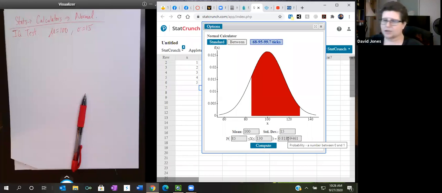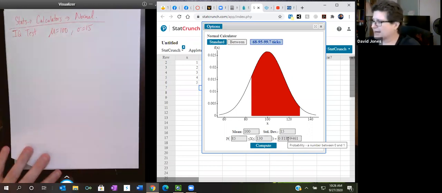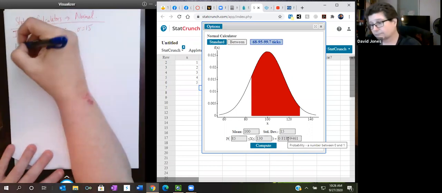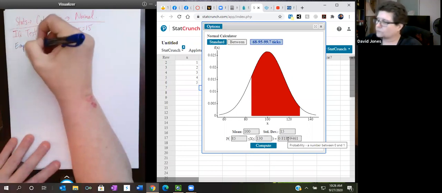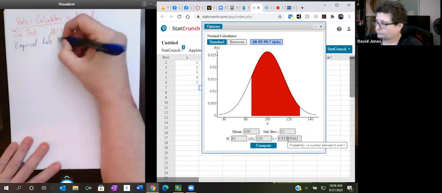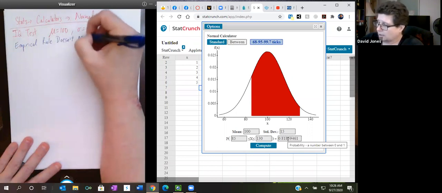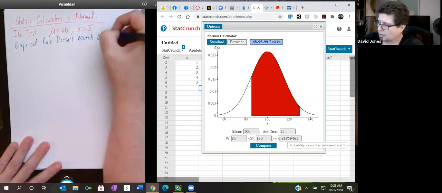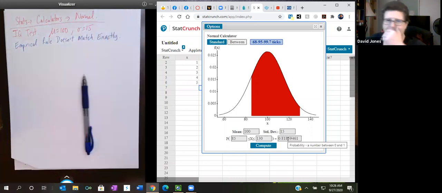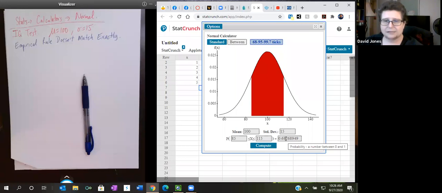0.8185. So the empirical rule doesn't match exactly. One deviation outward should be 85 to 115. It should be 68. And it's close. Memorizing 34% on each side is a lot easier than remembering 34.1345%. So the empirical rule rounds it really.